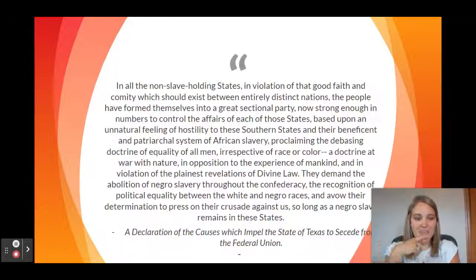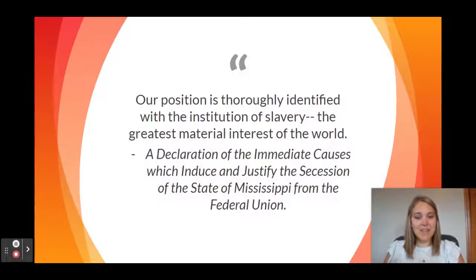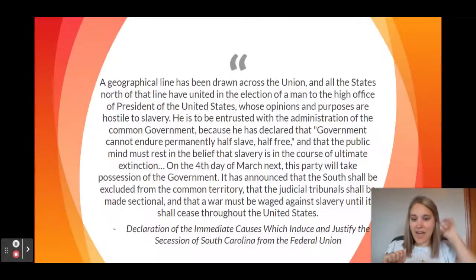revelations of divine law. So what Texas is saying here is that a Republican Party, a sectional party, has grown to control the entire nation, and they believe in the equality of men, which is at war with nature and the experience of mankind. A smaller quotation from Mississippi. Our position is thoroughly identified with the institution of slavery, the greatest material interest in the world. And the last one I have here for you is South Carolina.